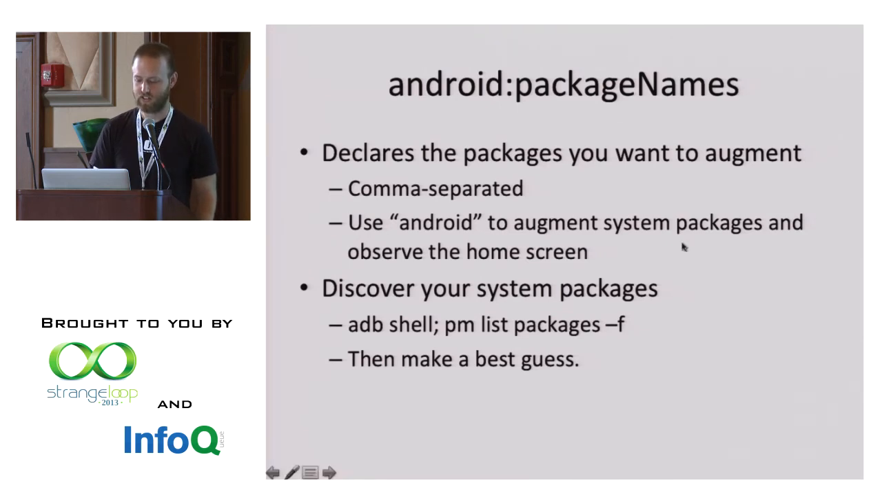You can discover your system packages with this simple adb shell command, because you might not know what the package name of the app you want to use is. In my case, I augmented the Guidebook app, which is the app we're using here at Strange Loop. I didn't know what its package was called, so you can just list it out, and it's pretty obvious. It was like com.guidebook.android, I think.